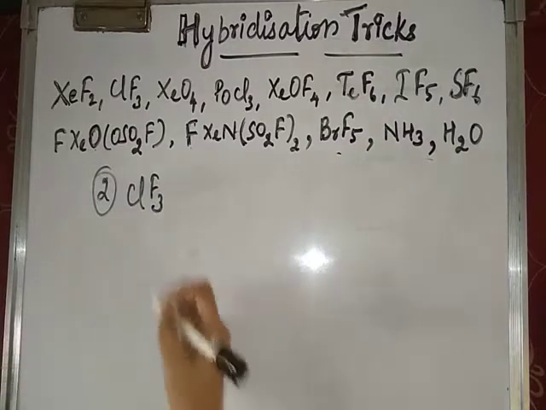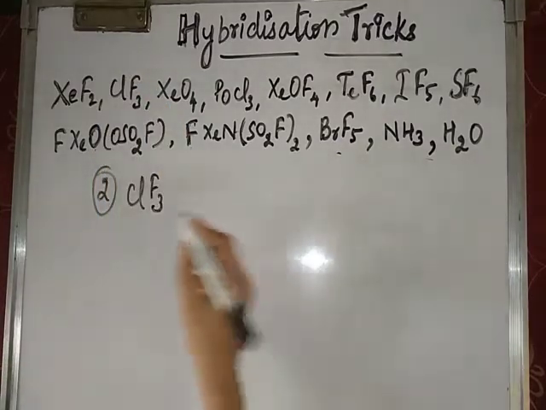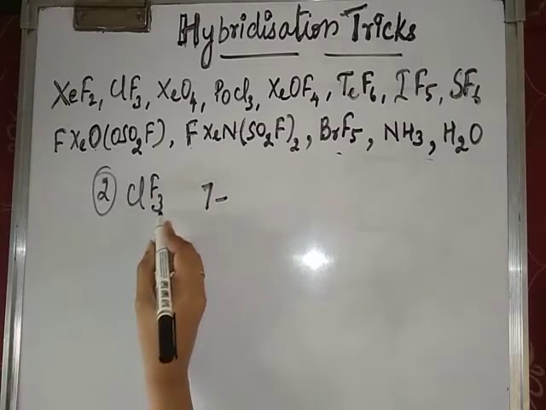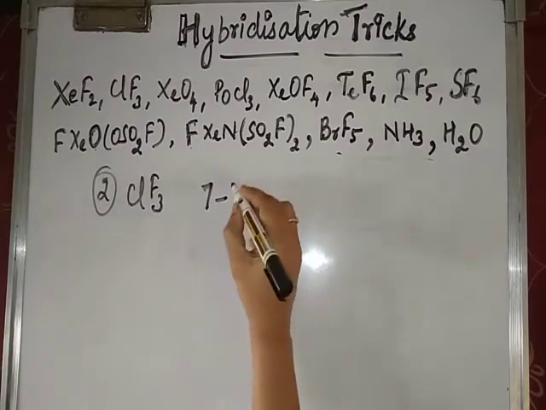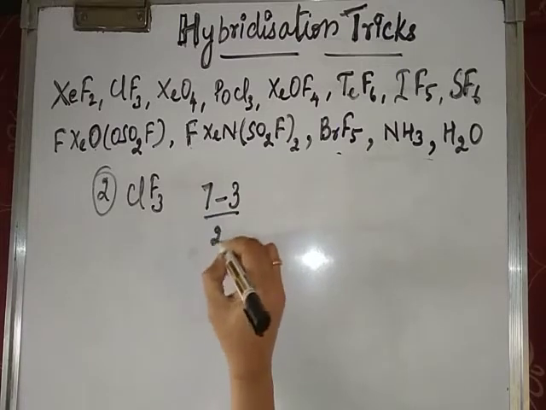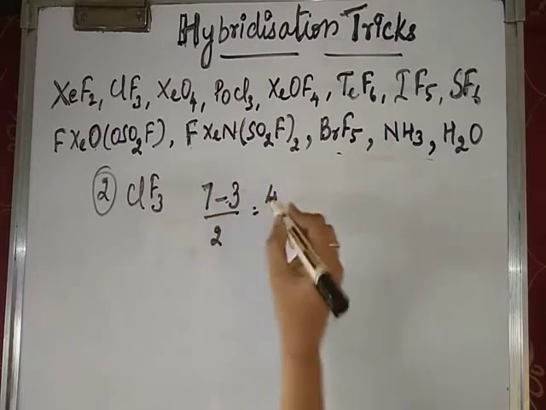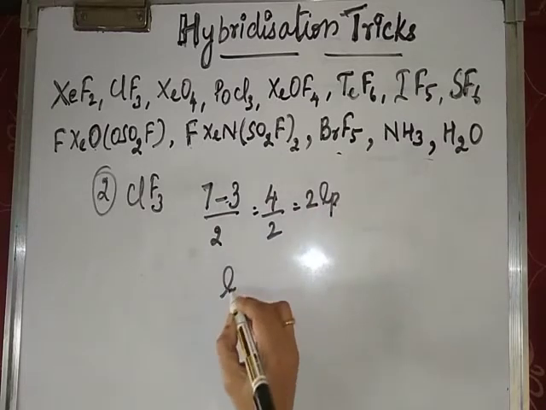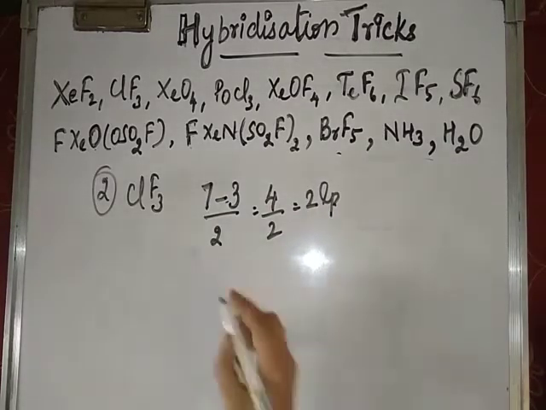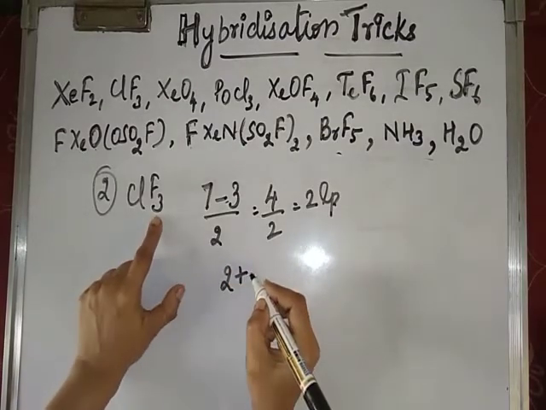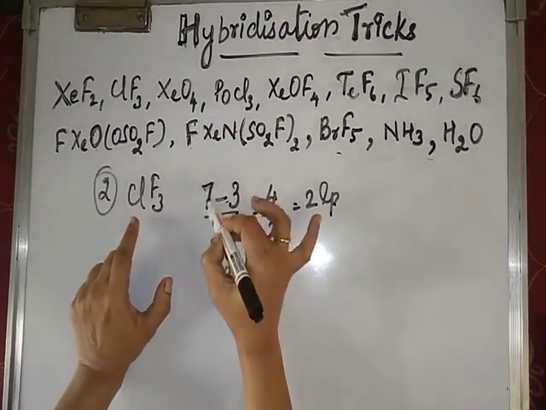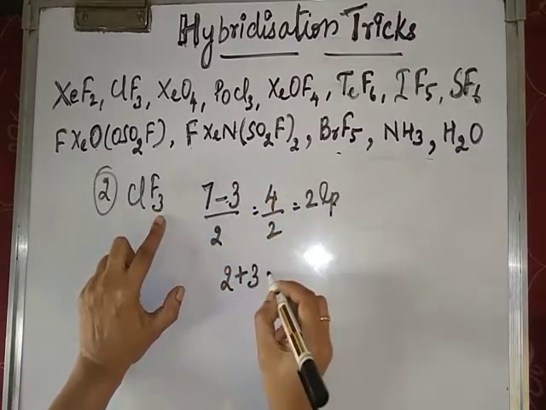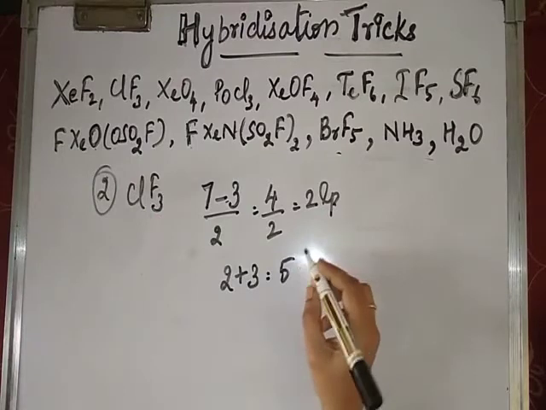ClF3. If you take this, chlorine, fluorine, any one you can take. Everything will be 7. 7 minus the remaining, 3 bond pairs are there. Divided by 2. 7 minus 3 is 4, divided by 2, which is equal to 2. 2 lone pairs are there. With the 2 lone pairs, you need to add the bond pairs. Already 1 is the central atom. We have to take 1 as the central atom, with that 3. So 5 is there.